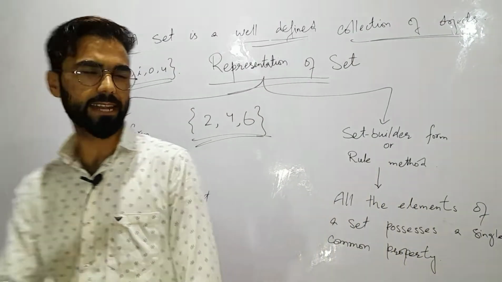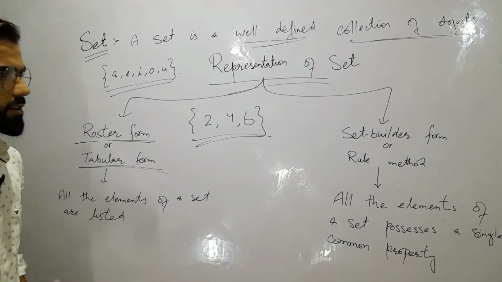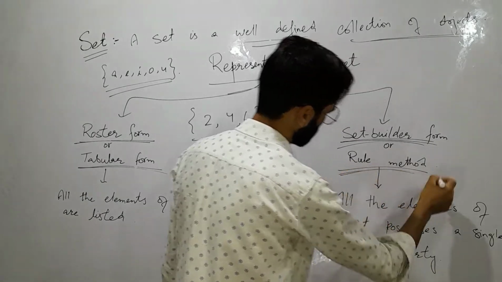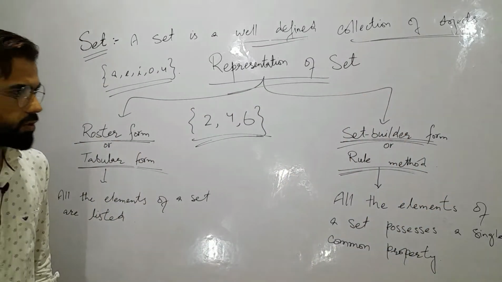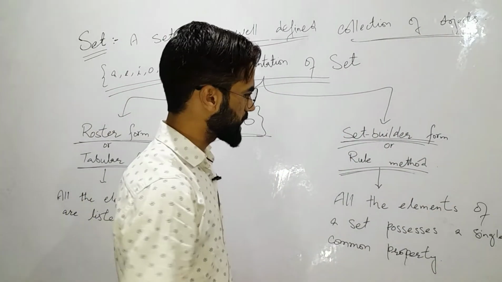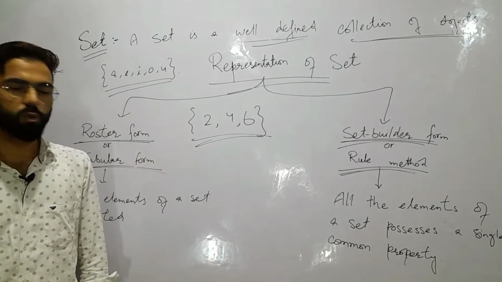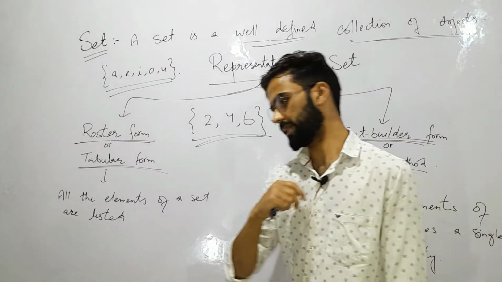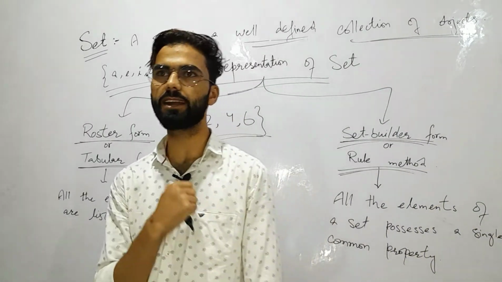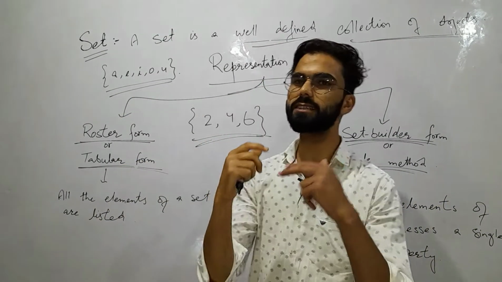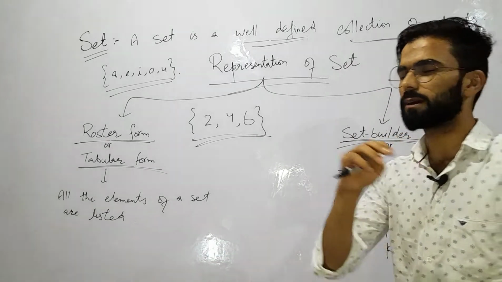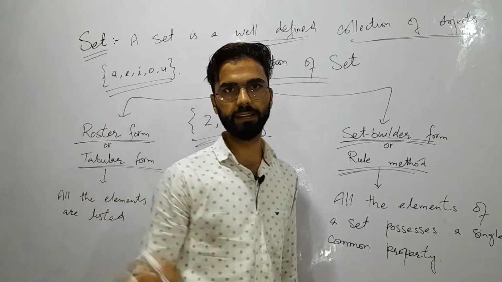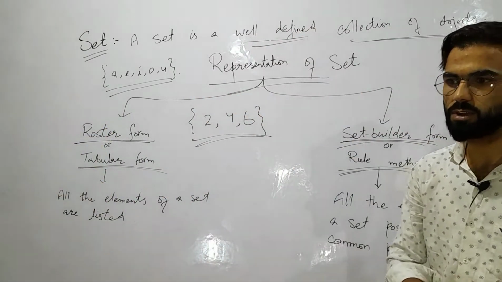After that we have another form of the representation of the set, that is set builder form or rule method. In this representation of a set, all the elements of a set possess a single common property which doesn't possess any other element which is outside the set. समझने की बात है यहाँ पे.